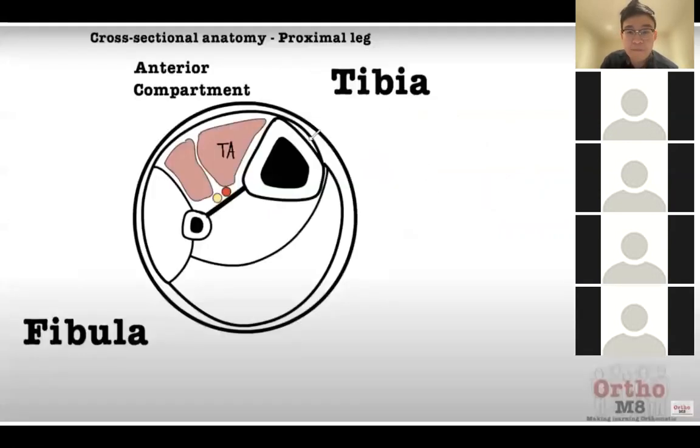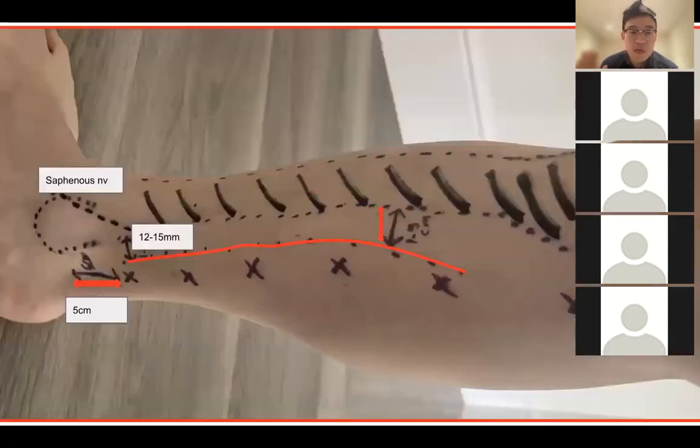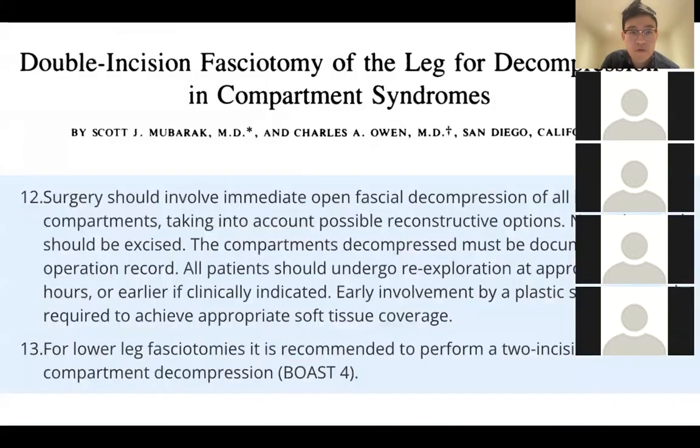Okay, so recap: anterolateral incision, 2 centimeters from the lateral edge of the anteromedial face of the tibia. The incision on the medial side is 12 to 15 millimeters, decompressing the deep and superficial posterior compartments. These are some of the pitfalls.